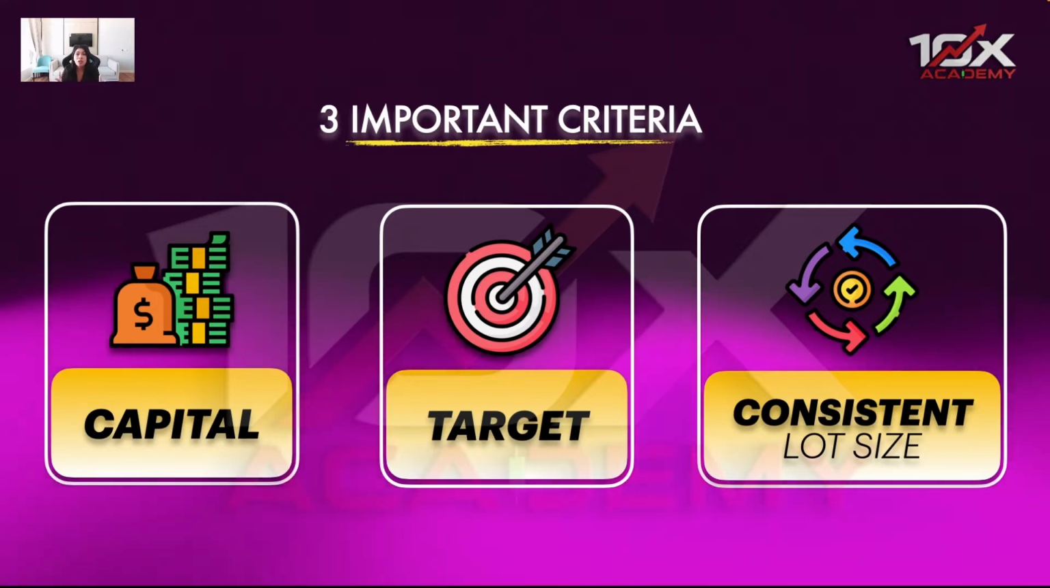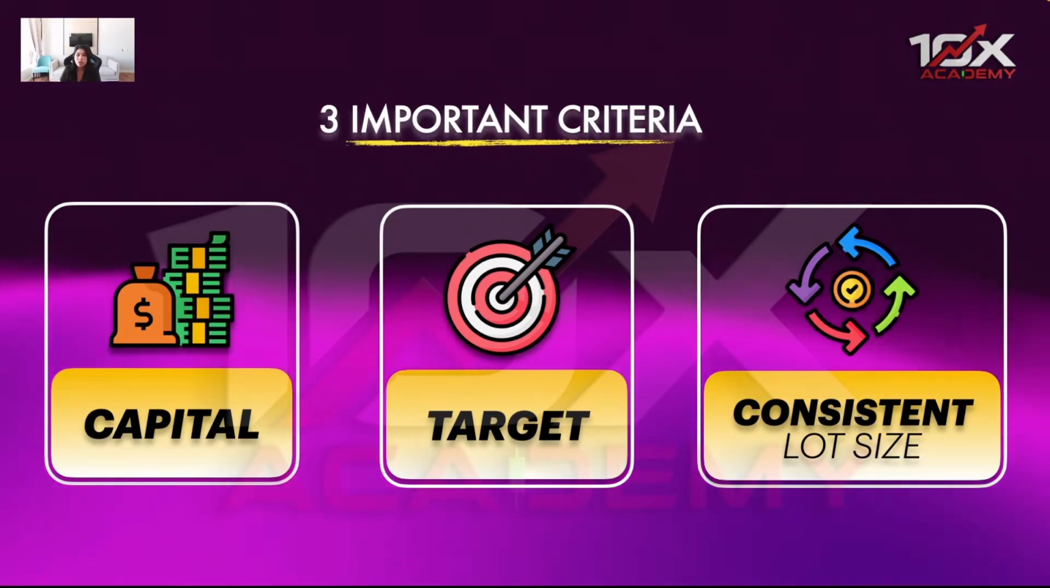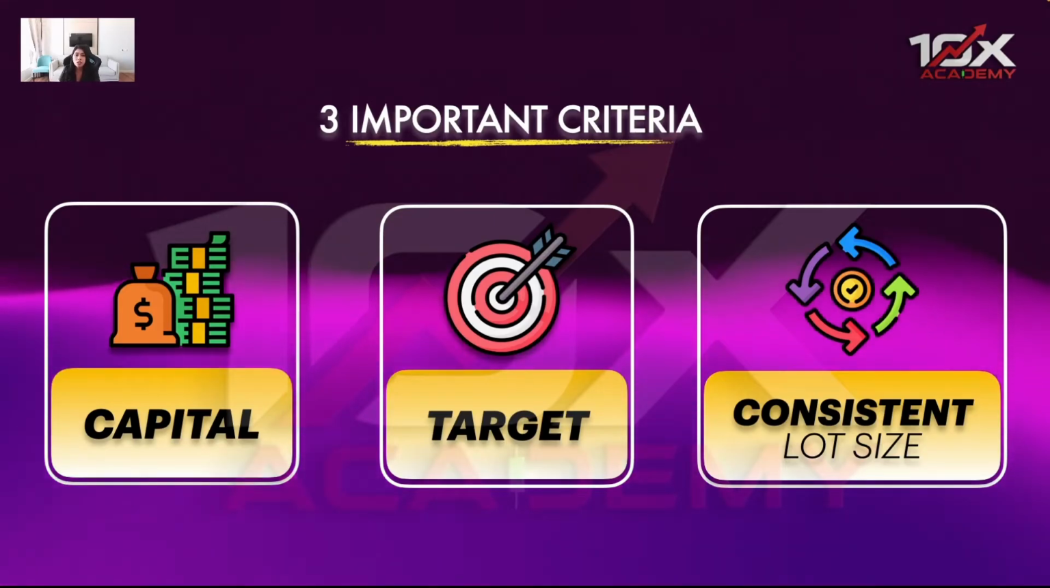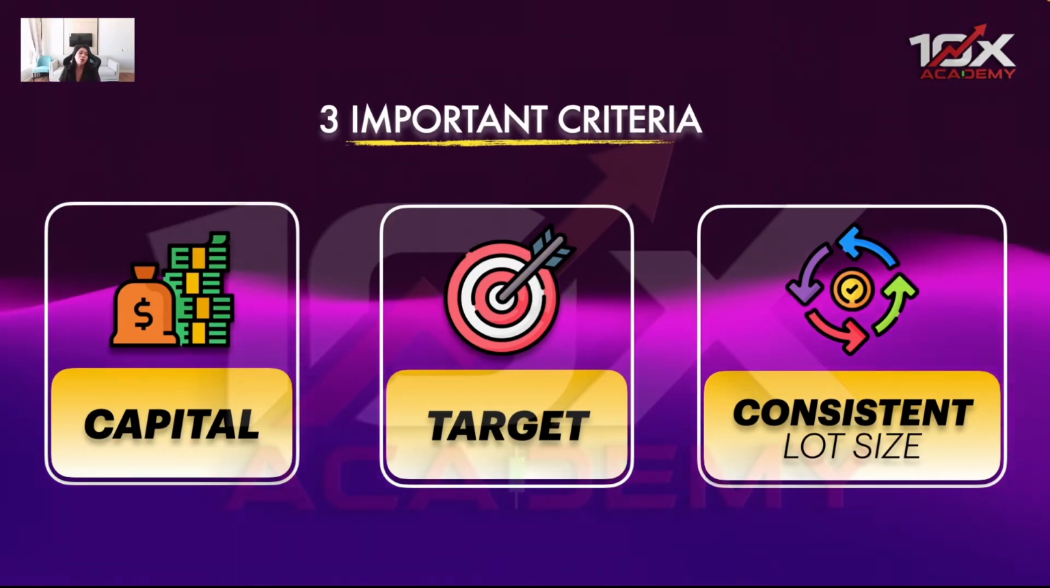Let's say you have a weekly target. After following Najla's signals, let's say I deposit 100 US dollar. Every single day, I want to achieve 10 US dollar, 20 US dollar, or even 50 US dollar. You can do it. Just make sure you keep your goals realistic. Okay, so third, set a consistent lot size.